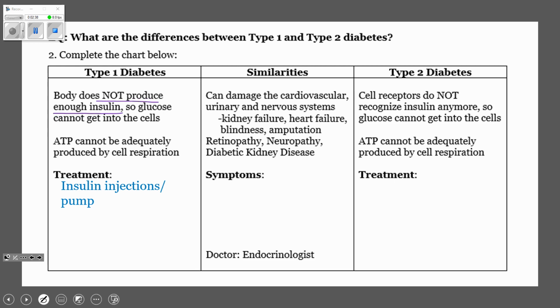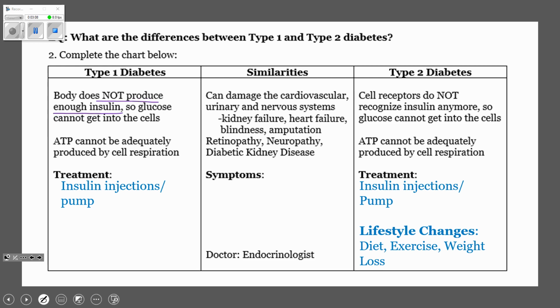The cell receptors do not recognize the insulin. So remember, they're both examples of proteins. Proteins have a specific shape, which are going to determine their specific function. The two are not really working like a lock and key. Once again, ATP cannot be adequately produced by cellular respiration because, once again, the end result is that glucose is not effectively getting into the cell. In order to treat this, you also can undergo insulin injections in a pump. And another key factor in this is going to be lifestyle changes. Modifications to your diet, such as lowering the amount of sugar that you're intaking, exercising, and weight loss.